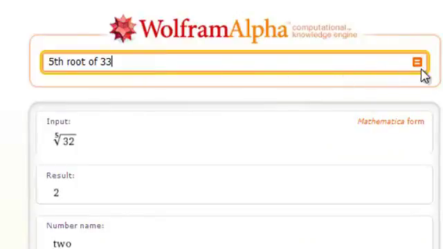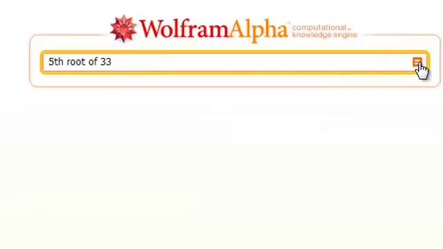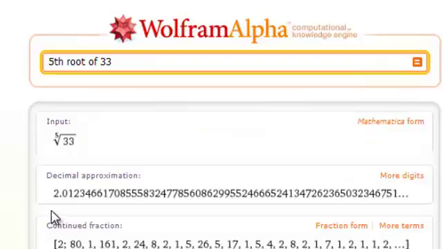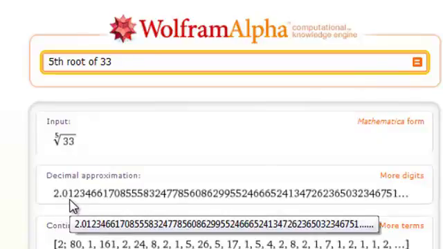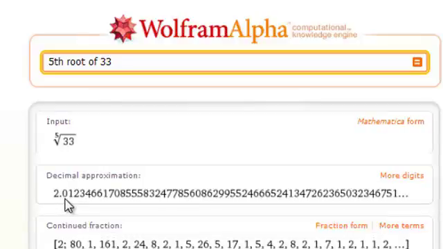What's the fifth root of 33? The fifth root of 33. That didn't take long. It's a little more than 2 1/100th. It's just a little bit more than 2 1/100th. Well, there you go.